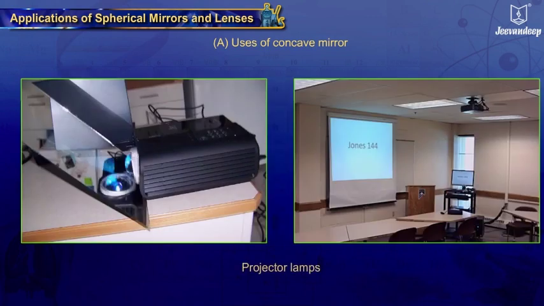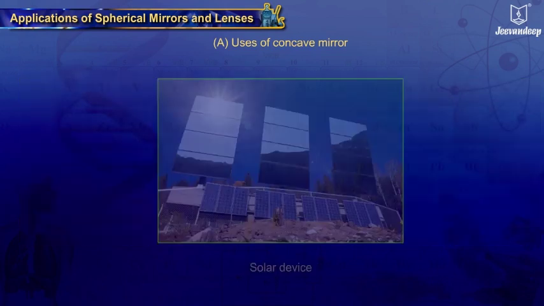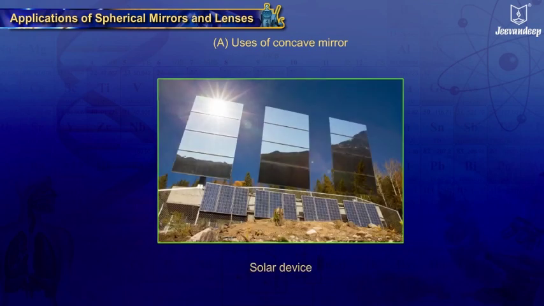Reflecting mirrors for projector lamps. In this case, the object is placed at the center of curvature to obtain an image of the same size. To collect heat radiations in solar devices, the panel to be heated is kept at the focus of the concave mirror, which focuses the radiations from the sun onto the panel.